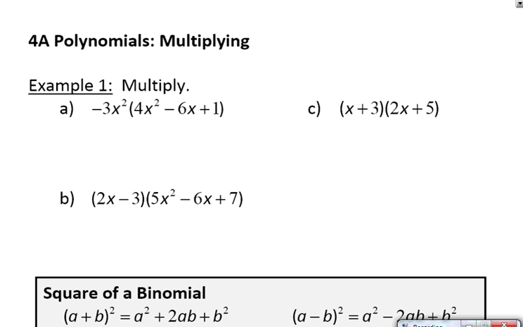A quick review of multiplying polynomials. You've done this in the past, and you're pretty good at it. So I'm going to take example A and multiply negative 3x squared and distribute it through the parentheses.